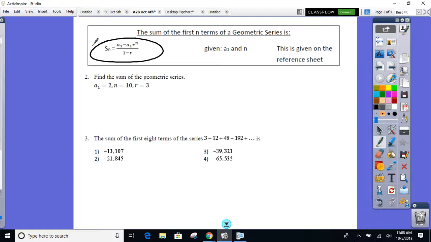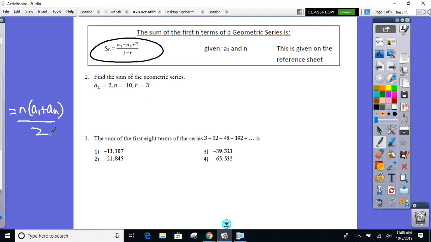Arithmetic explicit, that's on your formula sheet. Arithmetic series, not on your formula sheet. You guys got to remember that one. That's, if you remember, n times a1 plus an divided by 2. That's for the arithmetic series.